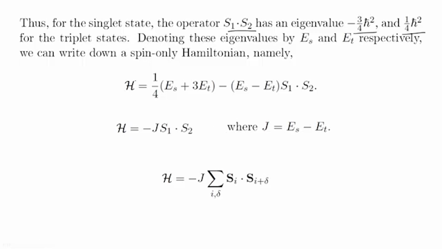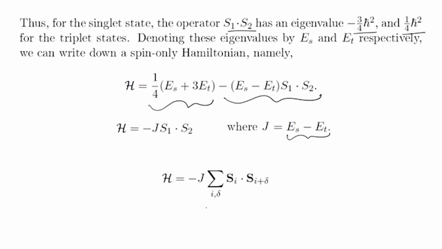We can now construct a spin-only Hamiltonian, where ES is the energy of the singlet state and ET is the energy of the triplet state. This is a constant term, and then there is a term which is S1 dot S2. If we neglect the constant term in the Hamiltonian, we can write a Hamiltonian involving the two spins with a minus J term, which is the coupling between the two spins, and in this case it is nothing but ES minus ET, the difference between the singlet and triplet energies.